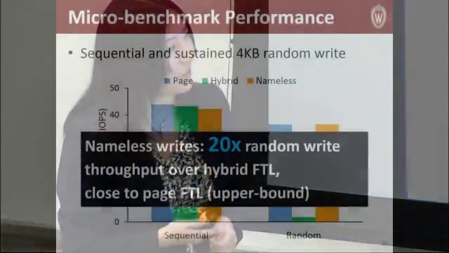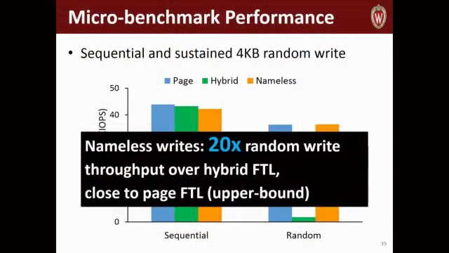So here, overall, we found that Nameless Writes has 20 times random write throughput than hybrid FTL, and it's close to the page level FTL, which is the performance upper bound.